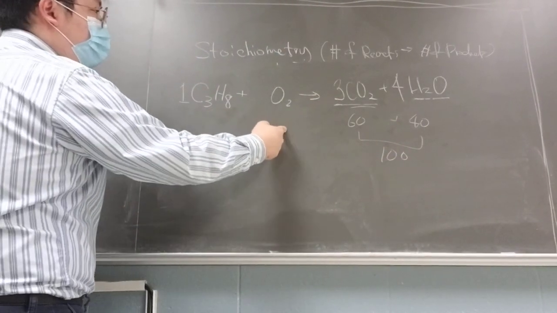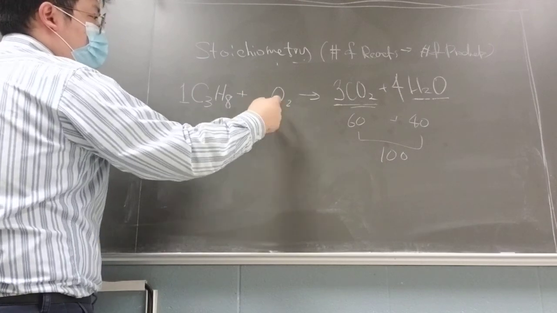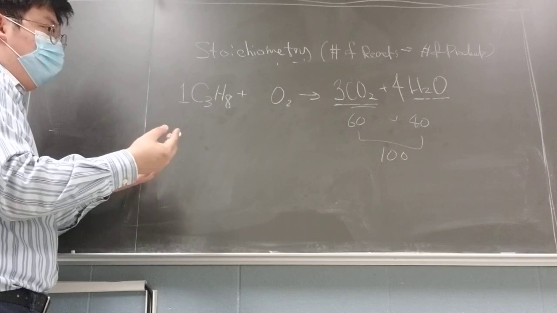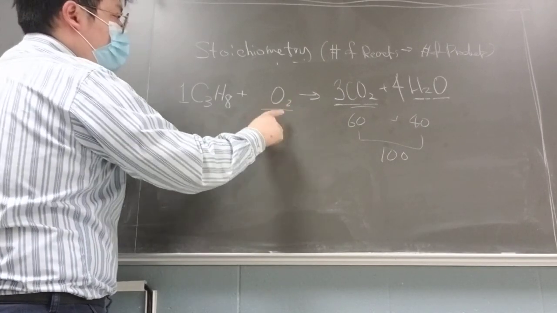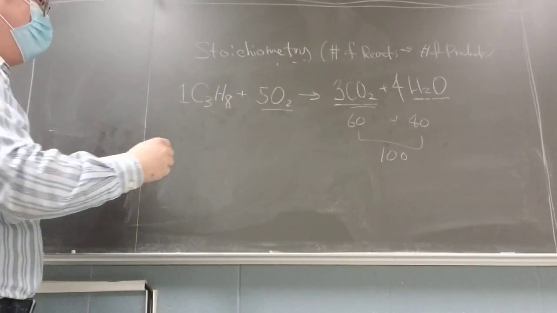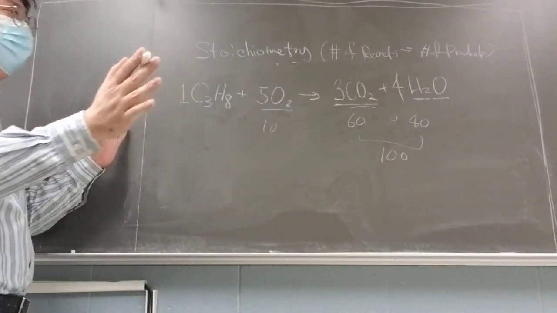So to make that happen on the left side as well, each oxygen gas molecule is a diatomic molecule, so that'd be 2. So you can put 5, perfect, yes. 5, yes. So that makes 10 as well. So now we're good, happy.